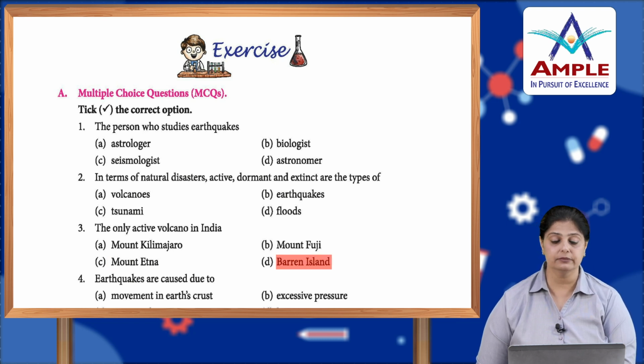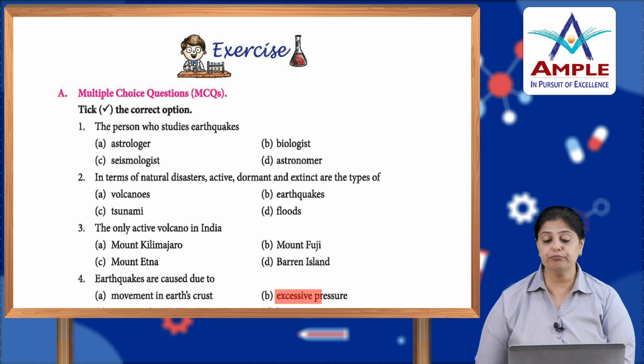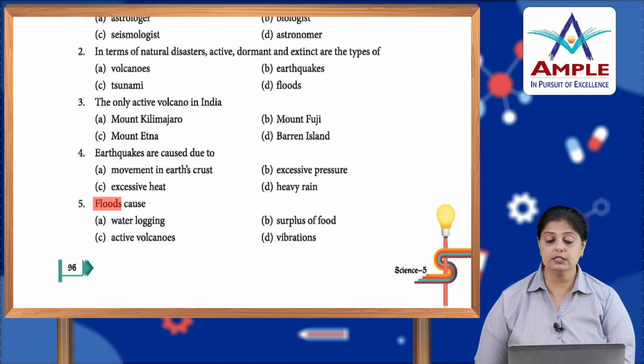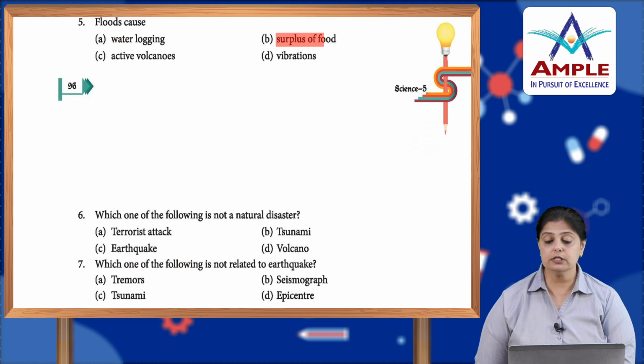Okay, Barren Island. Now, earthquakes are caused due to movement in Earth's crust, excessive pressure, excessive heat or heavy rain. It is the movement in the Earth's crust. Floods cause waterlogging, surplus of food, active volcanoes or vibrations. It is the waterlogging. Okay. Which one of the following is not a natural disaster? Terrorist attack, tsunami, earthquake or volcano? It is the terrorist attack.